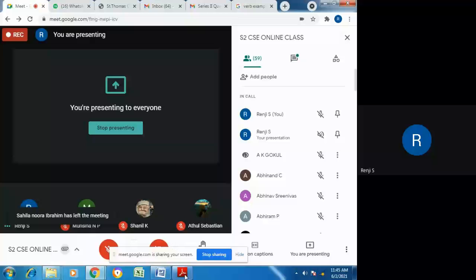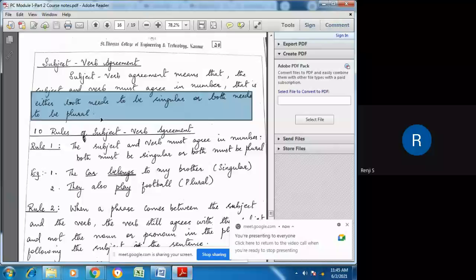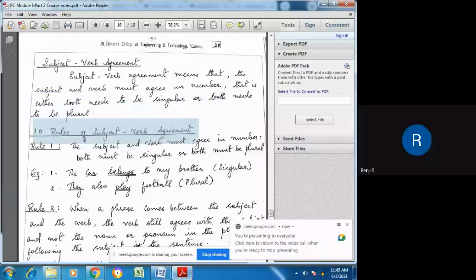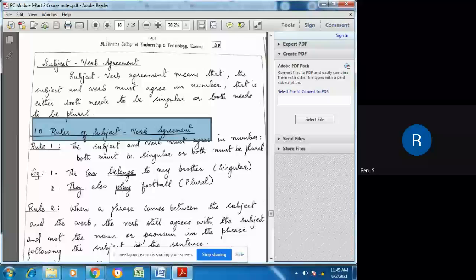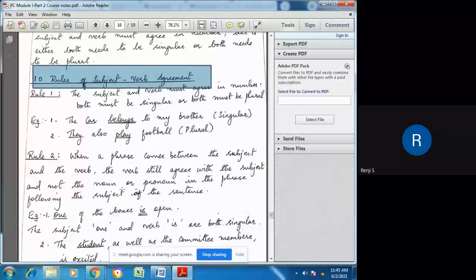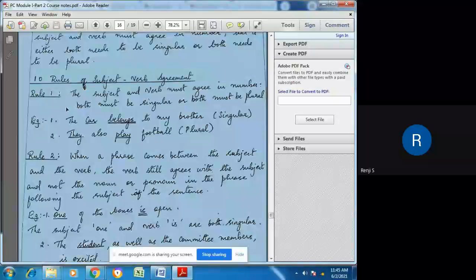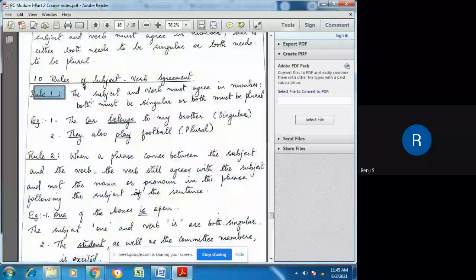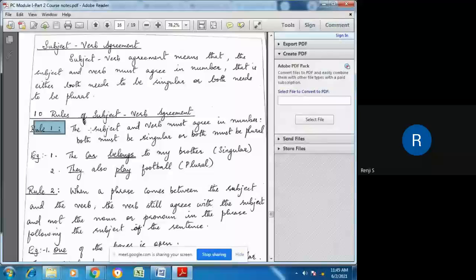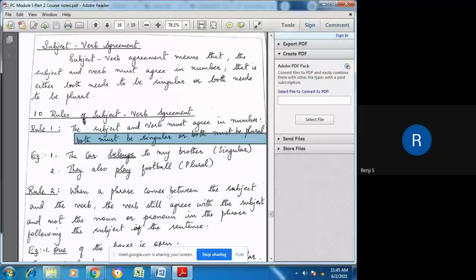So, now for this subject verb agreement, we have to cover around 10 rules. There are 10 rules that should be followed when we consider this subject verb agreement. So let us look at each rule one by one. The first rule, rule 1, says what we mean by it. That is the definition itself. The subject and verb must agree in number. That is, either both must be singular or both must be plural. Either the subject and verb should be singular or the subject and verb must be plural.